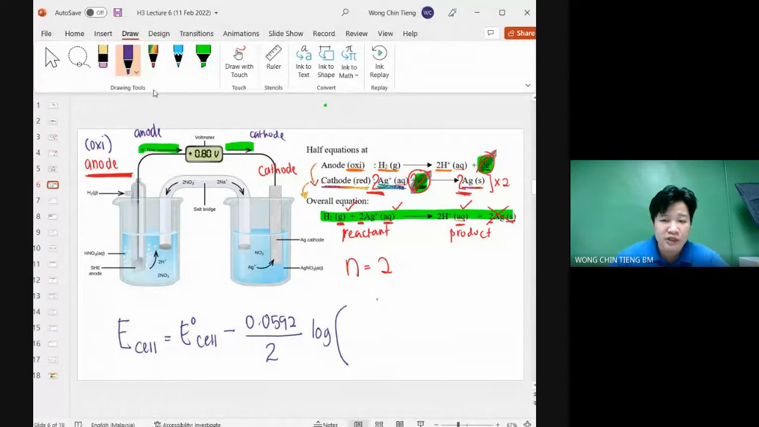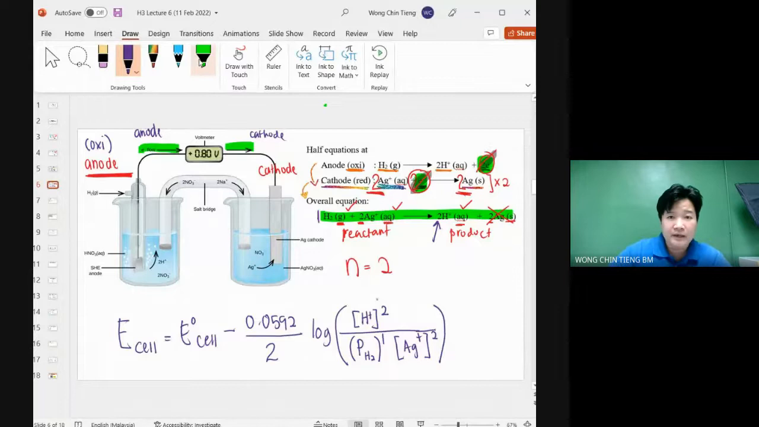So we log the product. The product is aqueous H plus. Do you see we have to put power 2? Why power 2? Then over the reactant, my reactant has a gas, therefore it will be the pressure of the hydrogen gas, power 1, because there is only 1. Concentration of Ag plus, power 2. Do you see? I really hope you can see why power 2 and why power 1 here. Any questions so far?